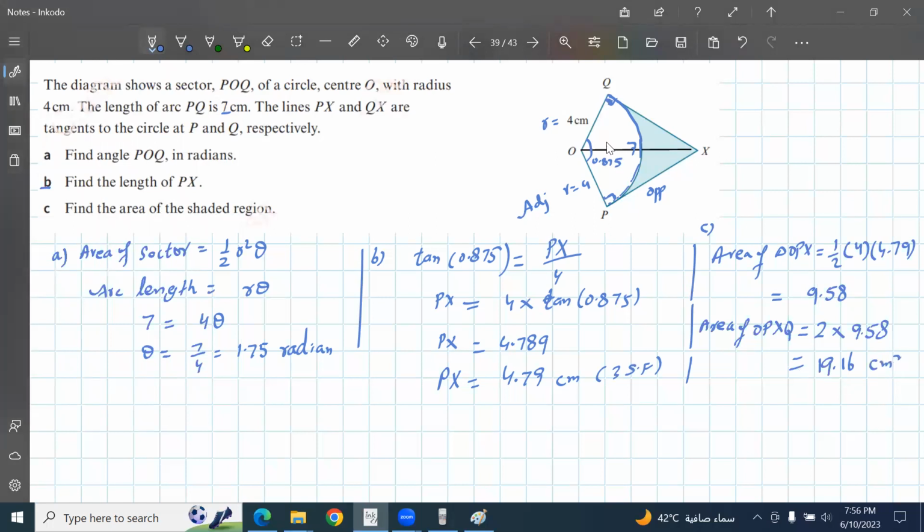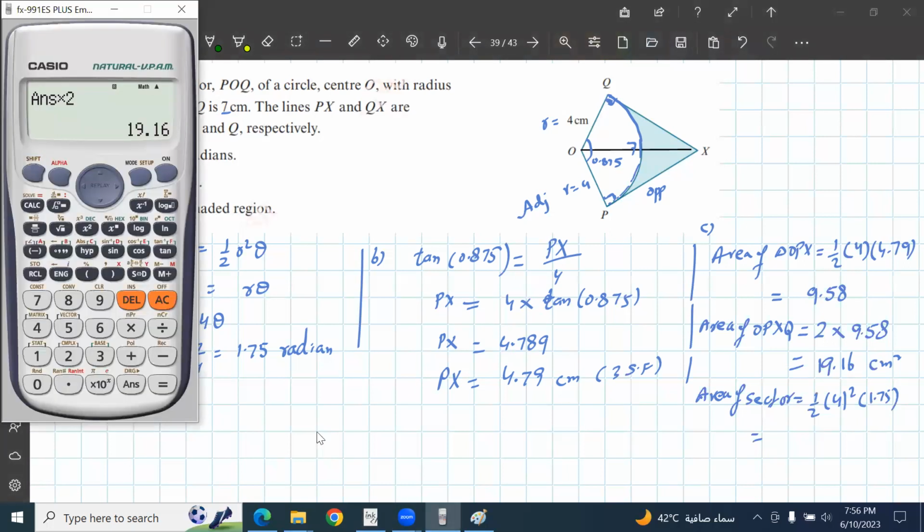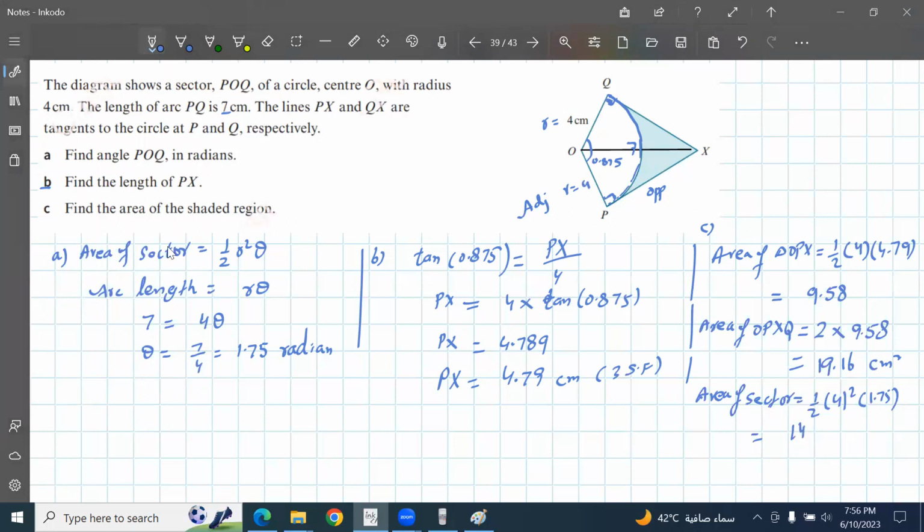Then we will find out the area of the sector. So area of sector is equal to 1 over 2 r squared theta. r is 4, theta is, now we are looking at the full angle. We know the angle from the first part, which is 1.75. After this, you can check in calculator. 4 squared is 16. So 16 multiplied by 1.75 gives us 28, divided by 2 gives me 14. So this is the area of the sector, and we are looking for the shaded region.